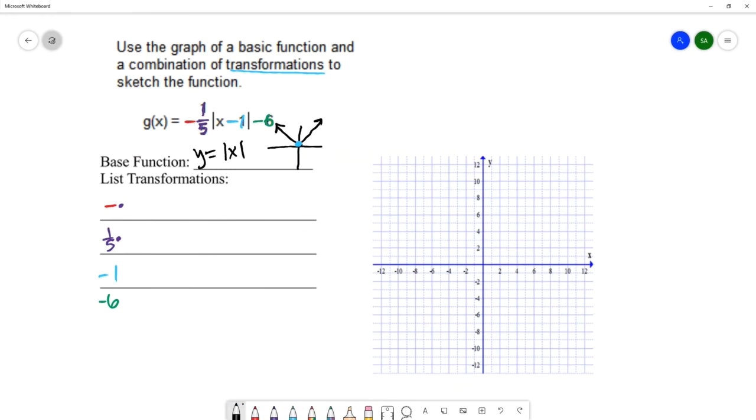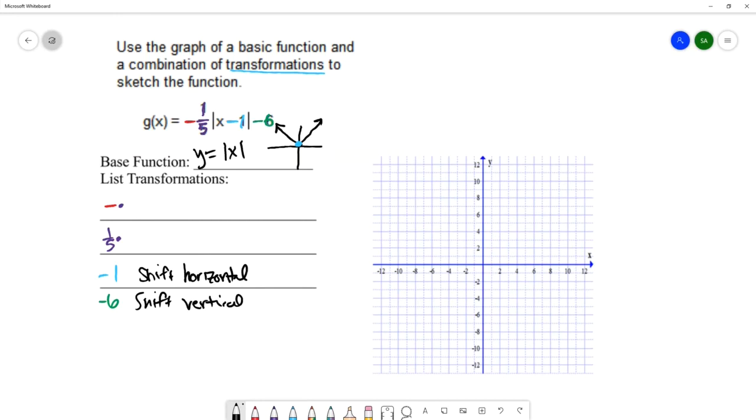So as we look at these, whenever there's adding or subtracting, we have shifts. So this -1 and -6, these are shifts. And shifts can be put into two categories, either vertical or horizontal. All of the vertical transformations happen outside of the base function, and all the horizontal transformations occur inside of the base function. So that -1 is inside of the absolute value, making it a horizontal shift, and the -6 is outside of the absolute value, making it a vertical shift.